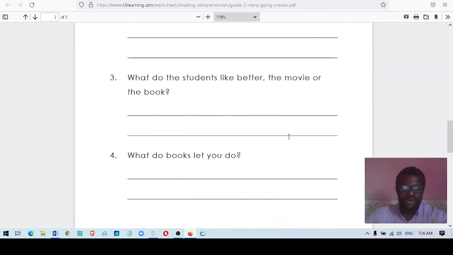I think this is going to be all about it, but it is supposed to be for my grade 2 students and some of my grade 3 students as well.